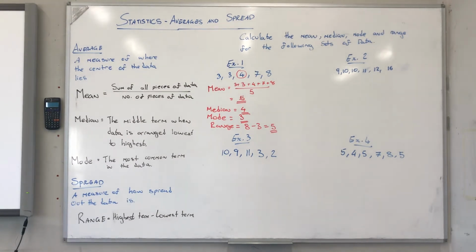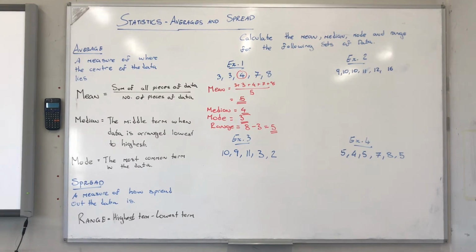So here I've done example 1. So when I calculated the mean, I did 3 plus 3 plus 4 plus 7 plus 8 because that is each of the individual pieces of data. And there are 5 pieces of data, so I divided it all by 5. That gives me 25 divided by 5, which is just 5.